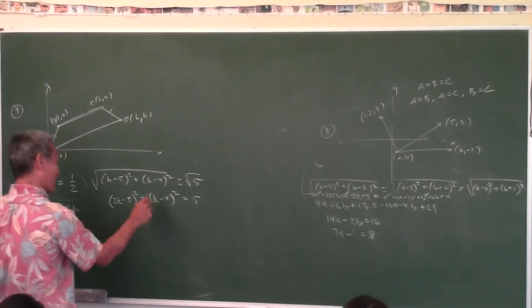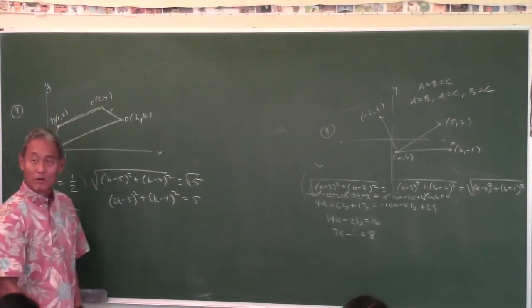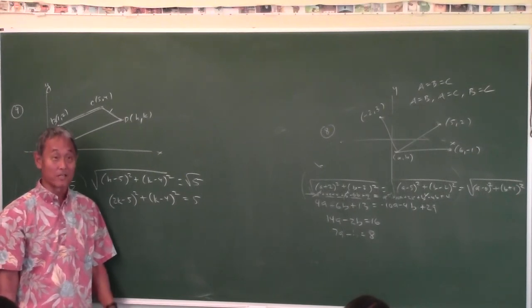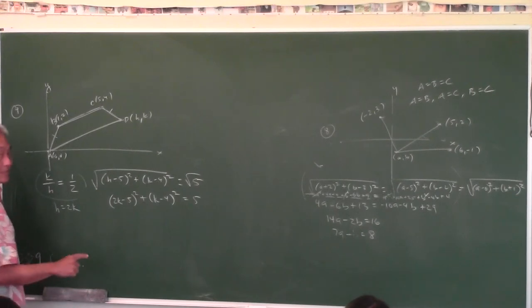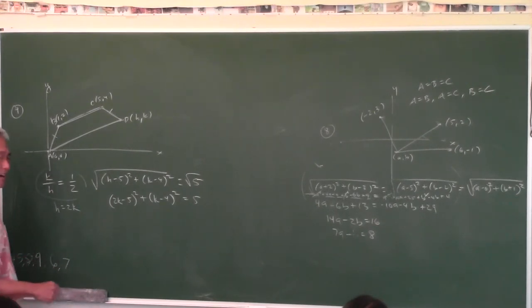Hey, wait a minute, Mr. Park. This is a quadratic equation, but it comes with two answers then. That's right. It's going to be two answers, except one of them you're going to have to cross out. Because if you look at the bottom, there's only one answer, right? How come there's two answers?